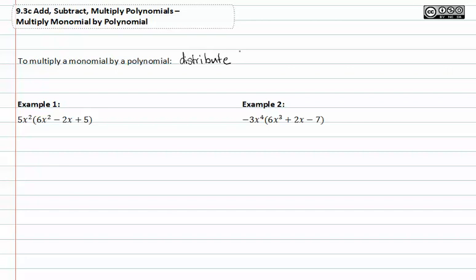In example 1, we would distribute 5x squared to all three terms: the 6x squared, the negative 2x, and the 5. When we distribute, remember, that just means we're multiplying the factors on the outside of parentheses into each term on the inside of parentheses.